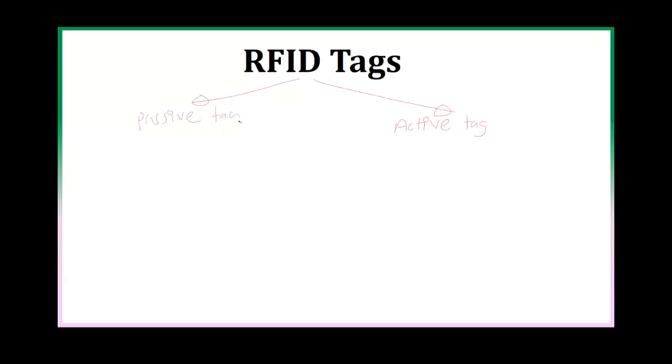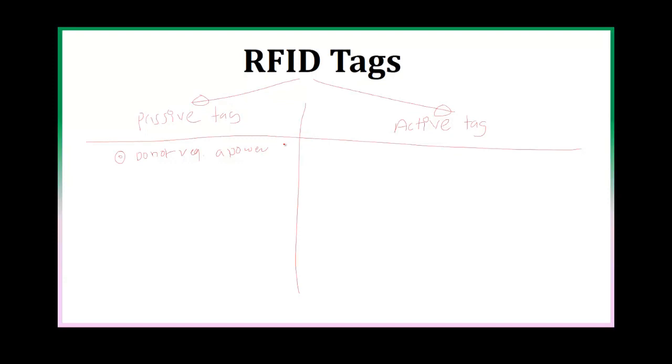Alright, so as the name itself suggests, there are passive and active tags. Passive tags actually do not require power. They actually draw it from an interrogator field. Okay, so these do not require power. I'm not writing all the points, so understand the completed sentence.